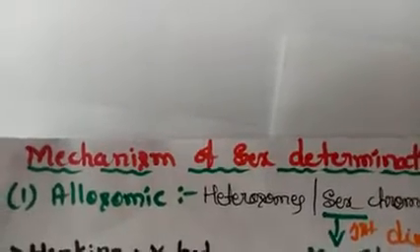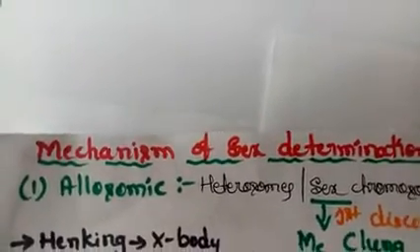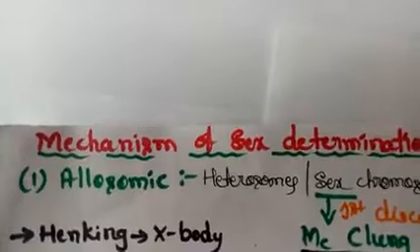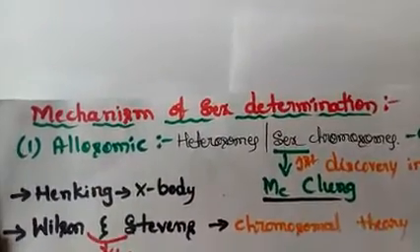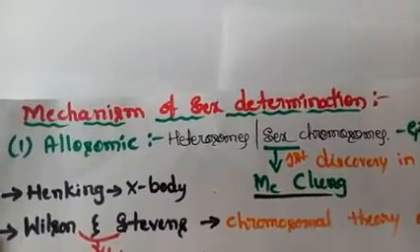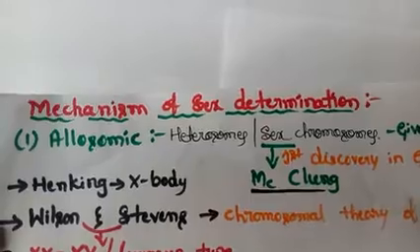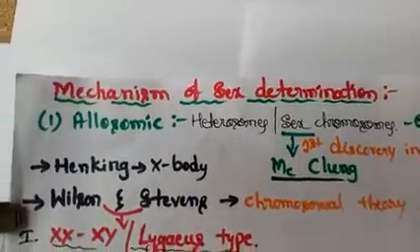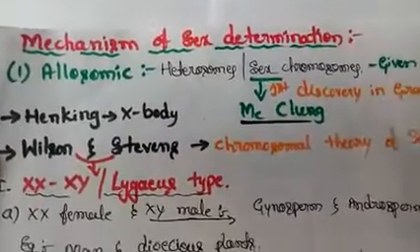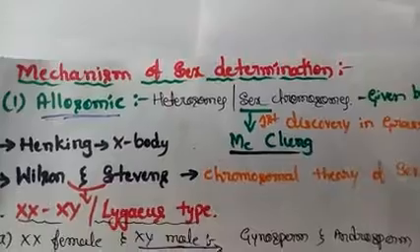So we just discussed the types of sex determination based on the fertilization event. Now let us deal with the mechanisms of sex determination. There are 2 or 3 different types of mechanisms: one is allosomic, another is the gene balancing theory, and another is the haplodiploidy mechanism. Now we are moving towards the allosomic mechanism of sex determination.